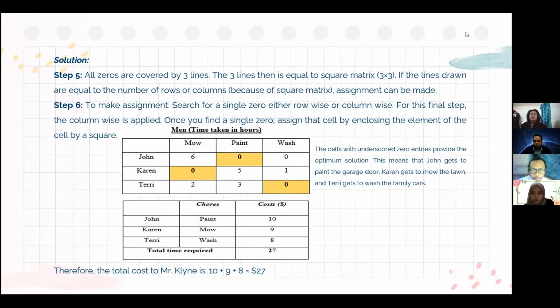So Jones gets to paint the garage, Karen gets to mow the lawn, and Terry gets to wash the family car. So the total time required is 27, and the total cost for Mr. Klein to give to his children is $27.